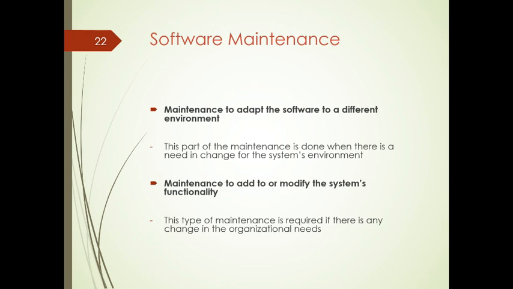Then you have maintenance to adapt, add, or modify the system's functionality. Maybe you never thought of a barcode identifier before. Now you think your organization needs a barcode identifier. So what do you do? You add that functionality to the system. So that's another type of maintenance.